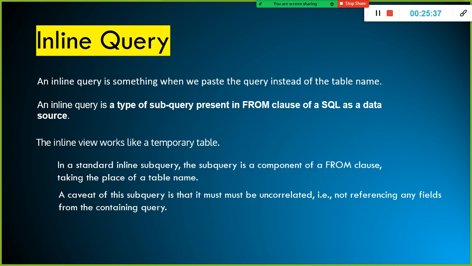It's a type of subquery present in the from clause, but in the case of an inline view, it works like a temporary table. The subquery is a component of the from clause. You must be asking what the difference is. We can use a subquery as part of the from clause itself. That is called an inline query. Can this inline query be correlated? No, it cannot be correlated.